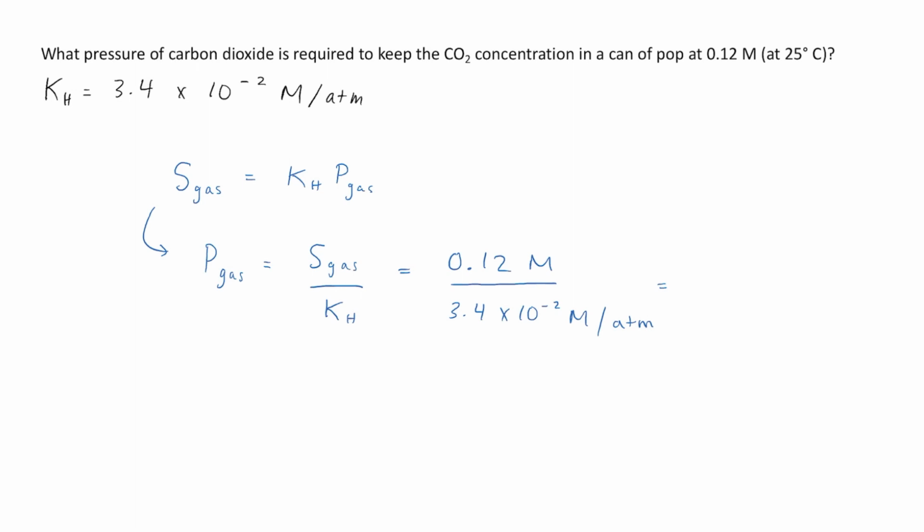And it's important to note that this value only applies to carbon dioxide gas at this temperature. And then when I do the math, I can see that the pressure of carbon dioxide gas has to be 3.5 atmospheres. And so what this means is that the pressure of carbon dioxide gas above the liquid has to be 3.5 atmospheres for the concentration of carbon dioxide gas in the liquid to be 0.12 molar.